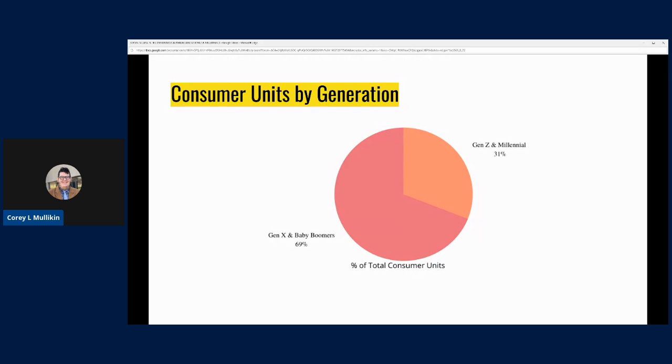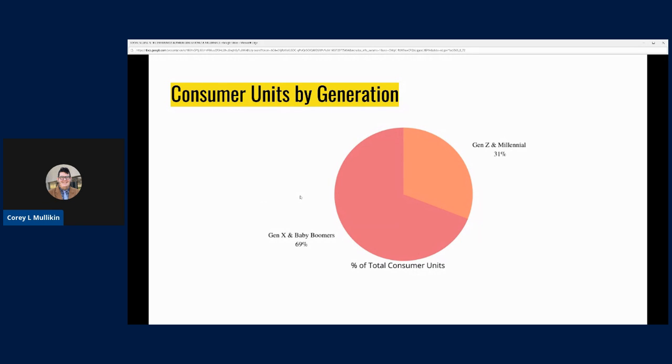So Gen Z and Millennial, only 31%. Gen Z, still probably a majority of them are living with parents. I can't say for sure, but again, you look at that age group, we know that they're not as likely to be out on their own yet. So for raw data terms, Millennials and Gen Z make up 50,886,000 of the total 164,461,000 consumer units in the United States.